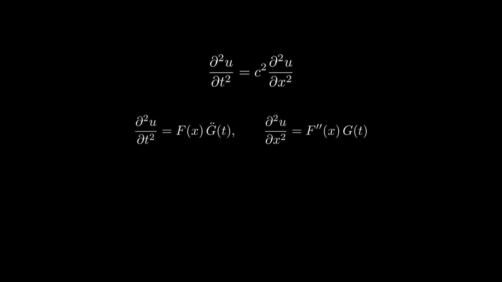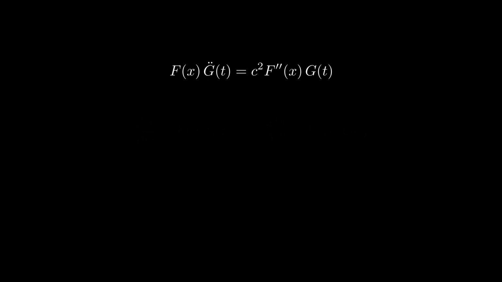Notice the double dot just means the second derivative with respect to time. That's the notation that we're going to be using. After we substitute these two definitions back into our original equation, we get the following: f of x times g double dot of t equals c squared, which is a constant, times f double prime of x times g of t. So this is just substituting into our original equation.